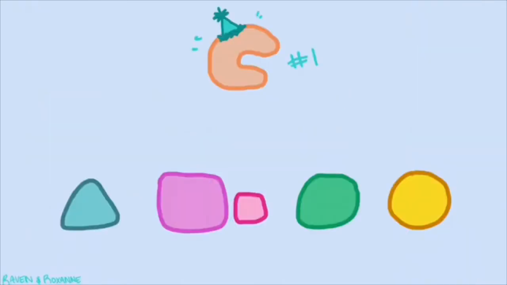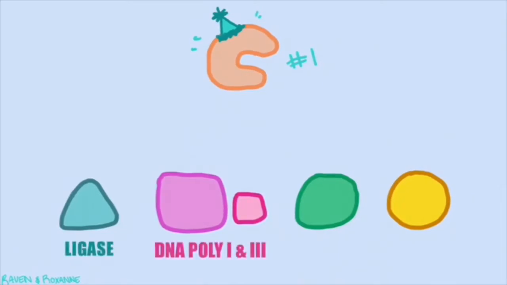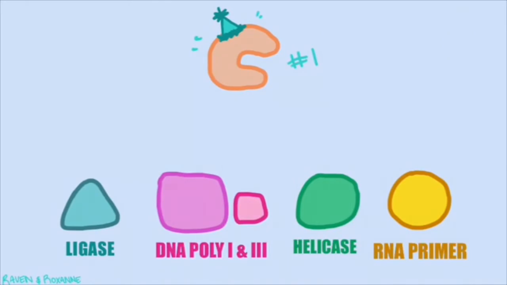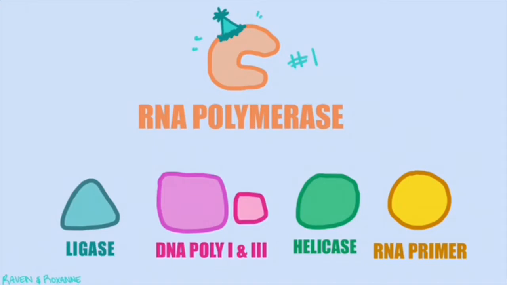Pre-mRNA. To create pre-mRNA, most of the work is done by one enzyme. While in DNA replication you need several enzymes like ligase, DNA polymerase 1 and 3, helicase, and RNA primer, in transcription, almost all of the work is done by RNA polymerase alone. It creates the nucleotide sequence that will become mRNA.